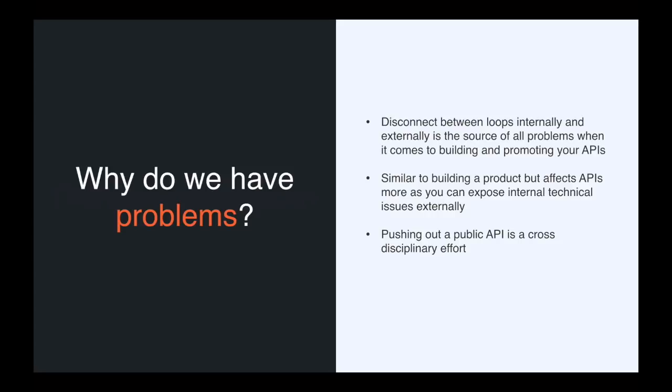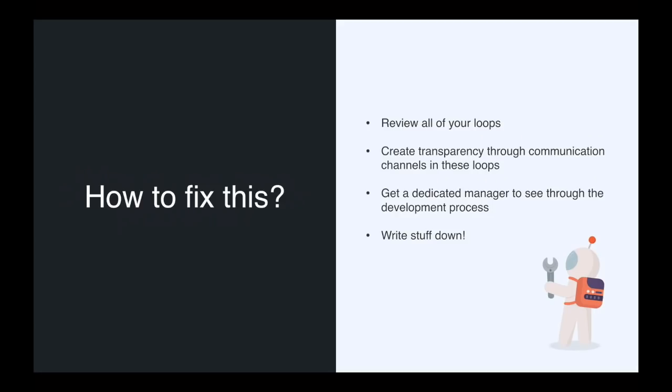So how do we go about fixing this? What I propose is that you review all of your loops, both internally and externally, that are happening in the process of building APIs. You should try to create transparency through communication channels in these loops, and we'll cover how you can do that in this talk.